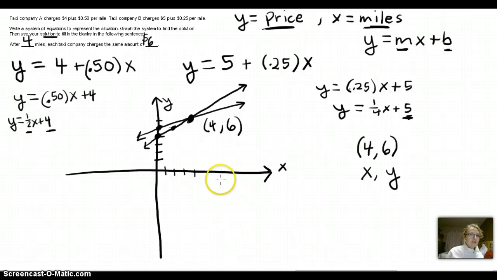And we have now finished this problem by graphing both of the lines and seeing where they crossed to get a solution.